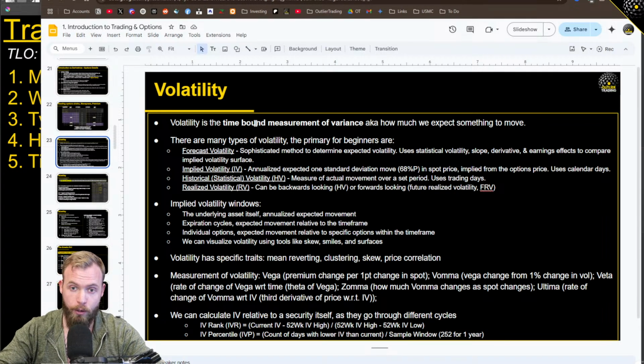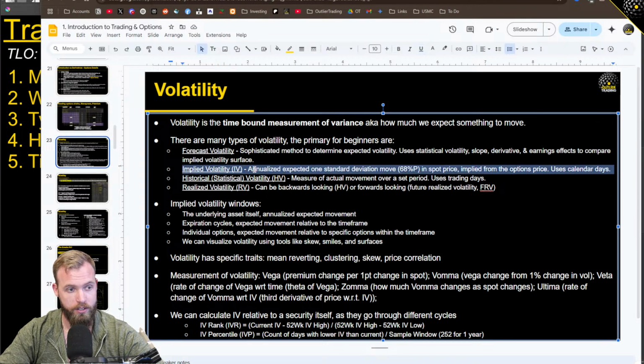As some of you may or may not know, there are a lot of different kinds of volatility, and I'm listing out a handful here. We have forecast volatility, we have implied, we have historical, which is also known as statistical volatility, and then there's realized volatility. So the one you're most familiar with in the concept of trading options is actually this one, implied volatility. And implied volatility is the annualized expected one standard deviation move.